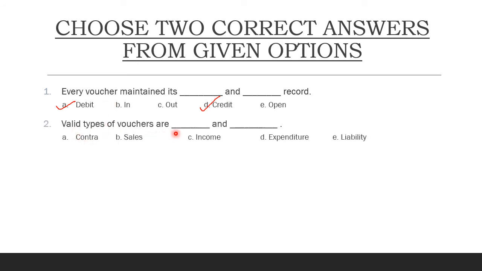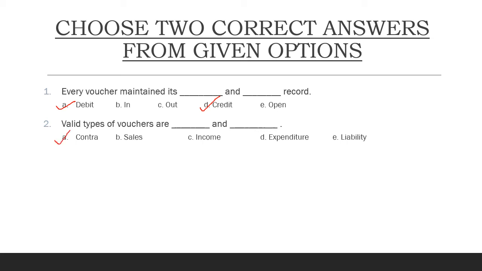Valid types of vouchers are dash and dash. Now from these options like contra, sales, income, expenditure, liability, which are the valid types of vouchers? For that, you should know the types of vouchers. What are the types of vouchers? Yes, purchase, payment, sales, receipt, contra, journal. All these are the different types of vouchers. So from these options, you can say that contra and sales are the valid vouchers, right?